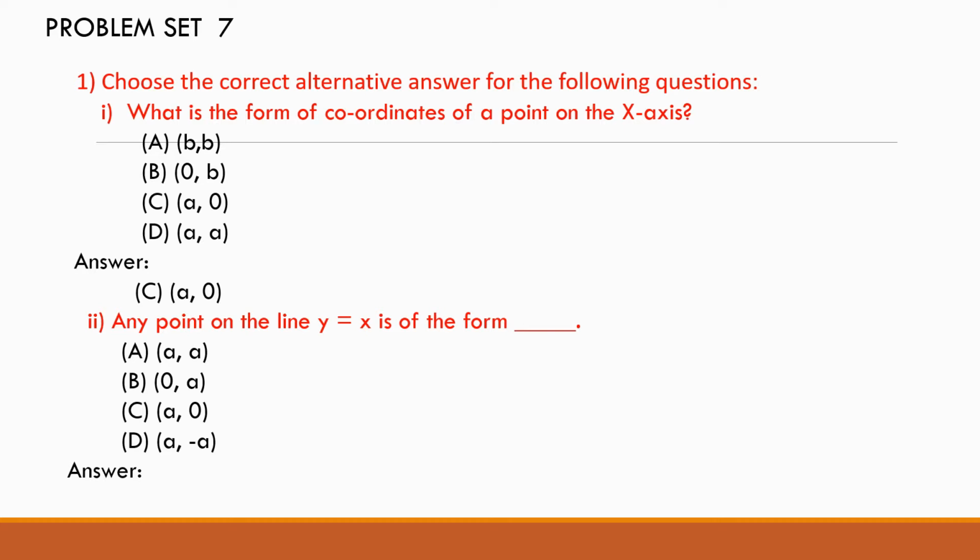Second question, any point on the line y equal to x is in the form dash. Options are given. If y is equal to x, it means the x coordinate and y coordinate are equal. Therefore, your answer is option A, the ordered pair a and a. That is your correct one.